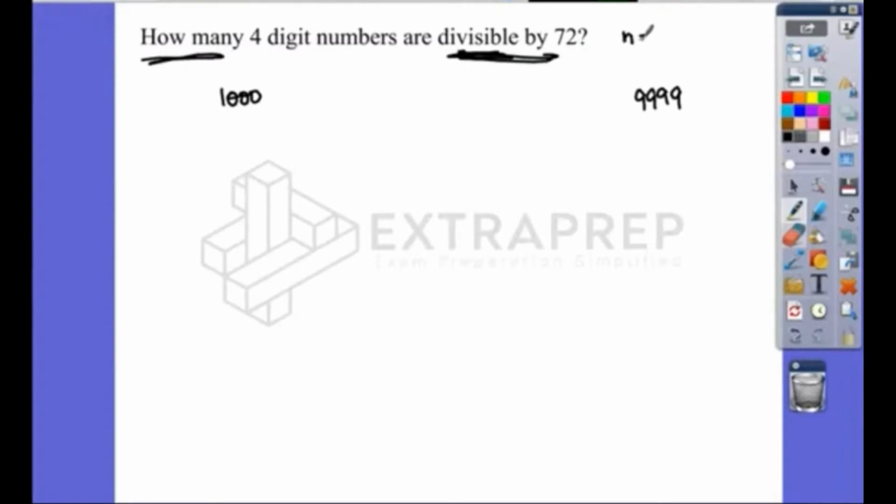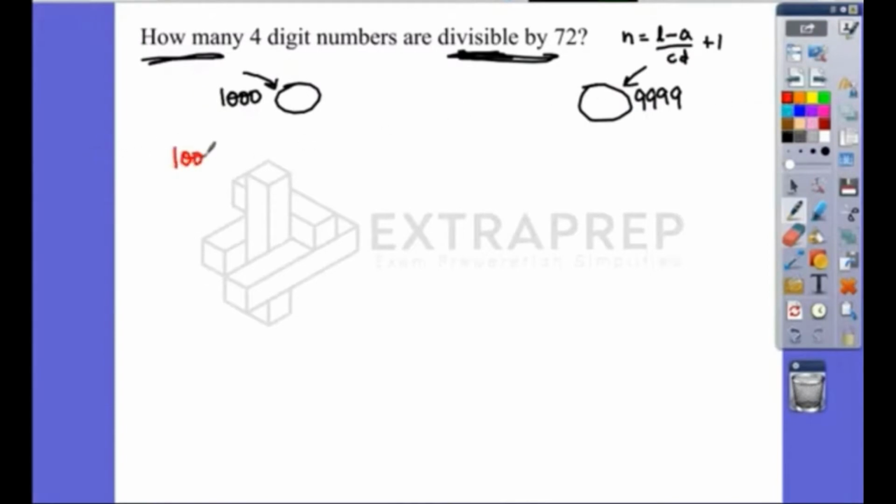So the formula for the number of terms is last term minus first term, divided by the common difference, plus 1. This is the formula. We know that the common difference is 72. You need to find the last term before 9999 and the first term after 1000 which are divisible by 72. And that's how you get the answer.